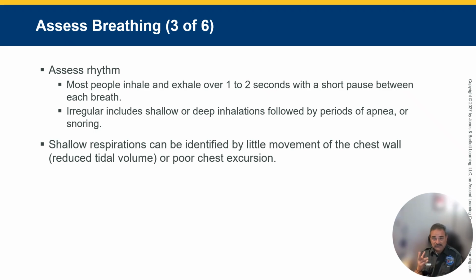Remember what I said in orientation. Read your book, know your national standard competencies, know your knowledge objectives, and your vital vocabulary. And you should do well. Okay? Shallow respirations can be identified by little movement of the chest wall. Reduced tidal volume. Tidal volume, remember, is the amount of air that can be moved in the lung on a normal breath, okay? Or poor chest excursion. Otherwise, the chest just isn't moving up and down. One side may be going up, the other side's not. Maybe you see part of the chest suck in and then come out, suck in and come out. That's flail chest. We'll talk about all that during trauma.